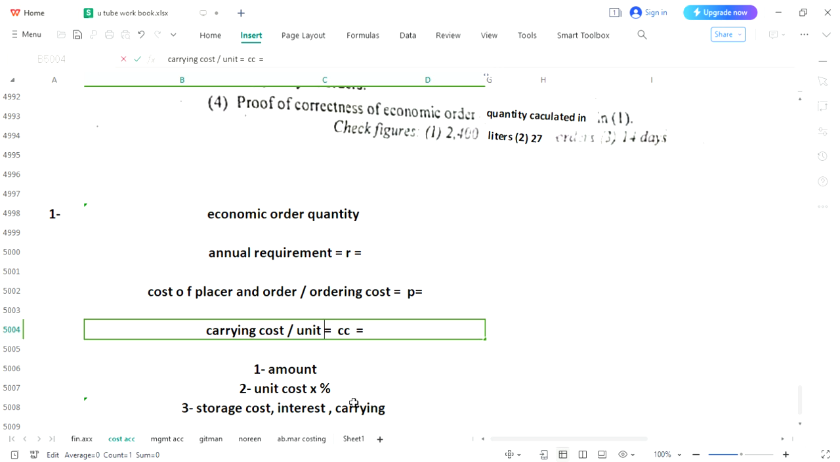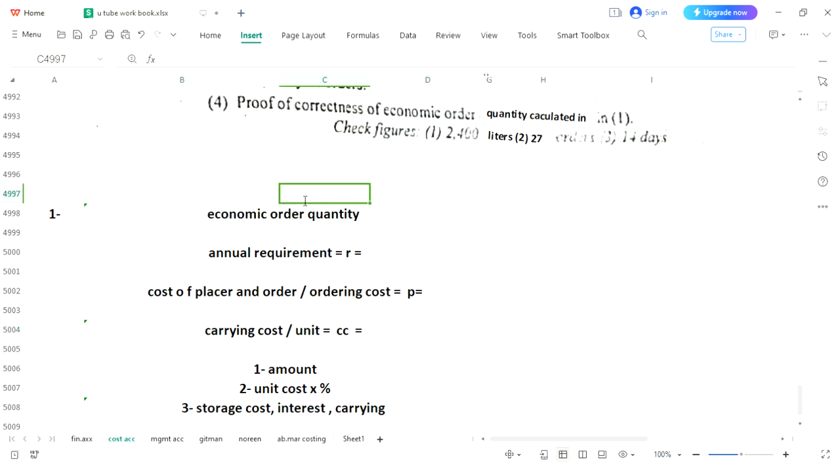For that you will go to the question and look at the unit cost. Here you can see you will have your unit cost and it would be denoted by U. And this unit cost will be used to calculate carrying cost if a percentage is given. We will apply this percentage of carrying cost upon the unit cost.